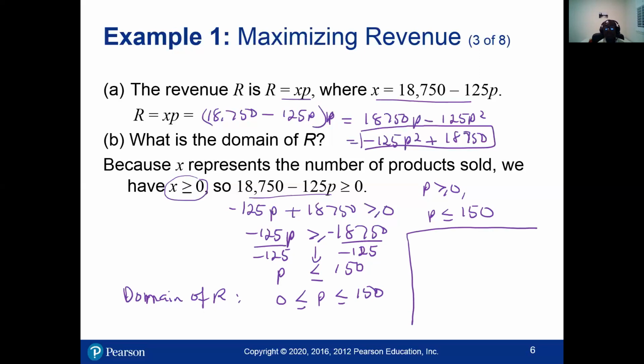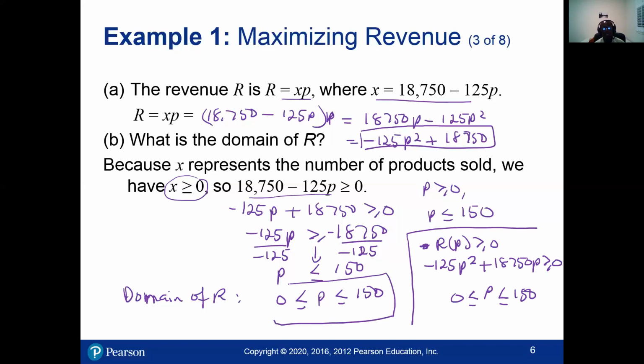Taking the revenue function, we know that R, the revenue in terms of P, must be greater than or equal to 0, for sure. Your revenue could be 0 if you don't sell anything. So you can solve this inequality, minus 125p squared plus 18,750 times p greater than or equal to 0. When you solve this, you're going to get the same thing, P is between 0 and 150. So again, this is your domain.